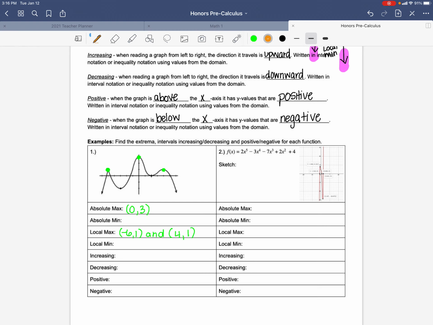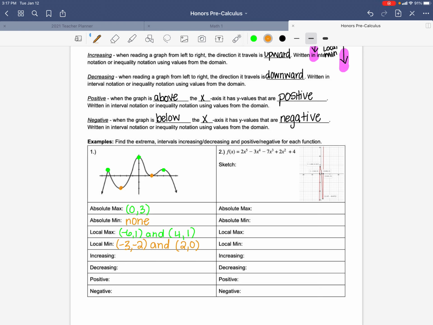Okay. So then we're going to talk about our minimum. So we have a minimum here and we have a minimum here. We don't have an absolute minimum in this graph. The graph is going to continue to go downward, and that means that the graph is not going to have an absolute minimum value, because as it keeps going down, that value is going to continue to get smaller. We do have local minimums, and I have one located at (-3, -2), and I have one located at (2, 0).